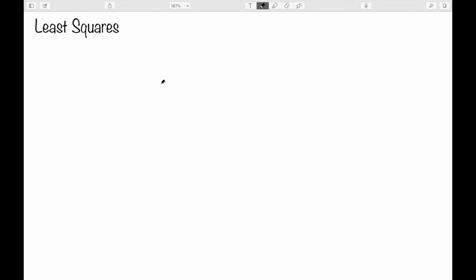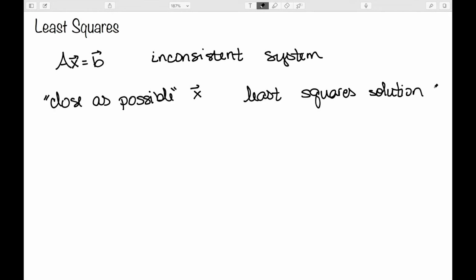In this video, I want to talk about least squares solutions for systems of equations. Let's suppose we have Ax equal to b, and we know this is an inconsistent linear system, so it does not have a solution. However, we suspect the inconsistency can be caused by errors in either the entries of the matrix A or the vector b. But since there's no exact solution possible, we want to find a vector x that comes as close as possible. So we're looking for a vector x that's as close as possible, and this is known as our least squares solution.